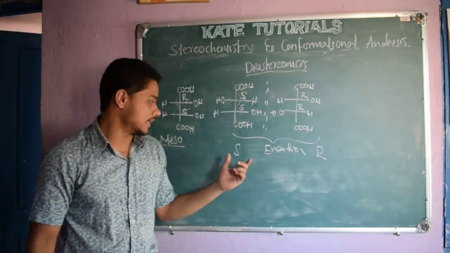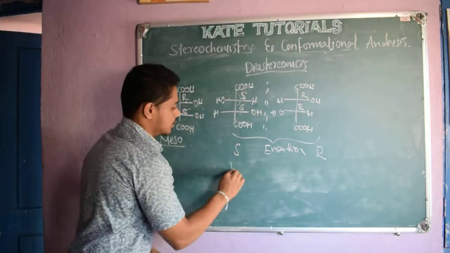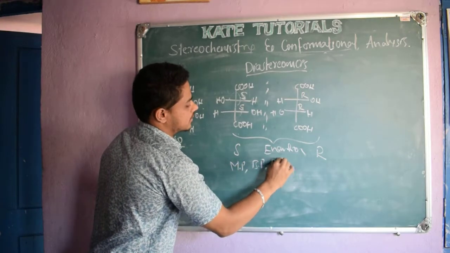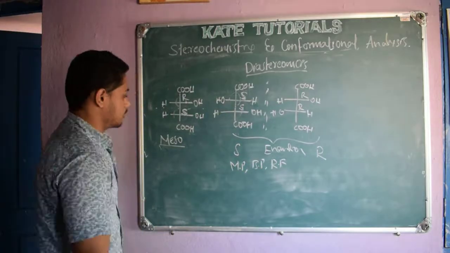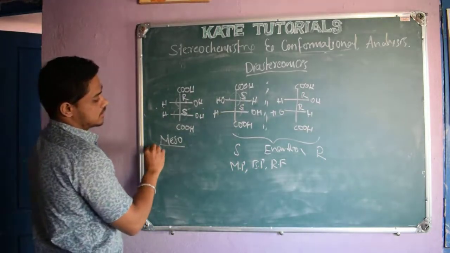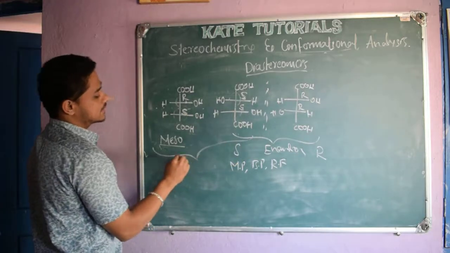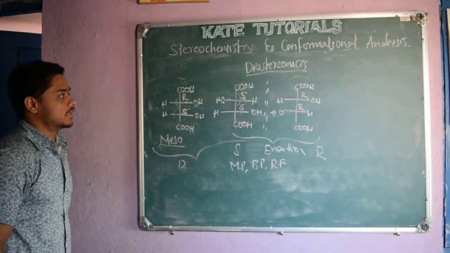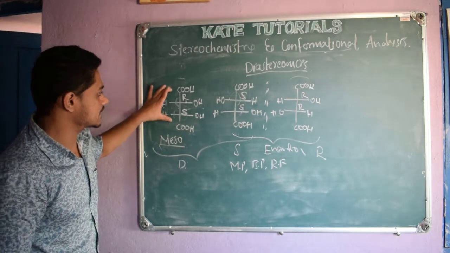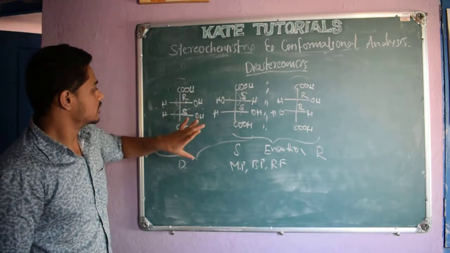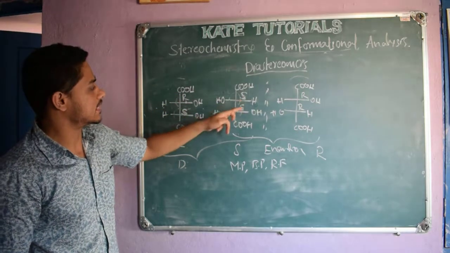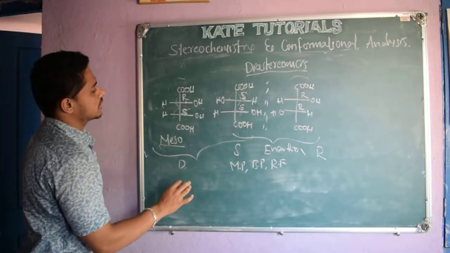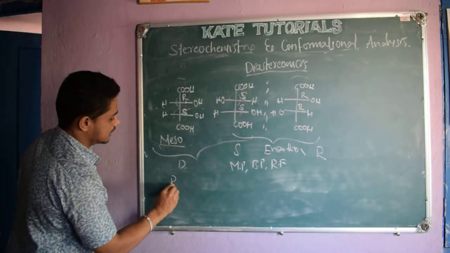The problem is, both have the same melting point, same boiling point, same retention factor. So we can't separate them. But the relation between these two is diastereomer, and the relation between this and this is also diastereomer. If I react this with this, let me say I reacted and got one compound, it is R, S.